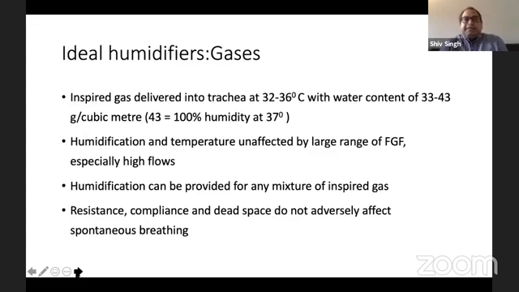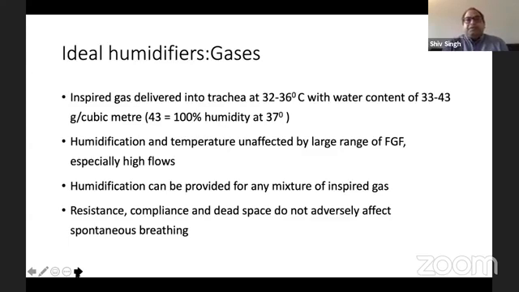And inspired gases which are delivered to the trachea should be at a temperature of 30 to 36 degrees and have a water content of around 33 to 43 grams per cubic meter. All right. So 43 grams per cubic meter is 100% humidity at body temperature.